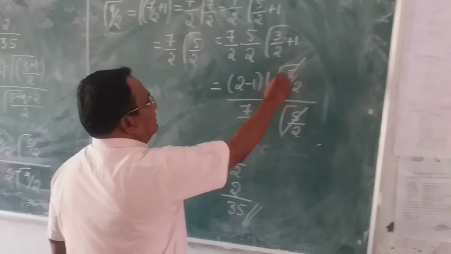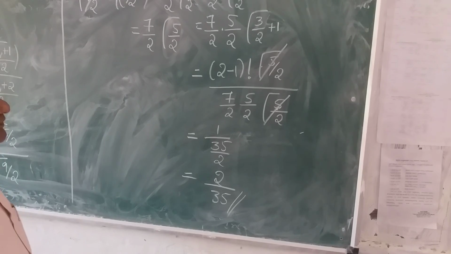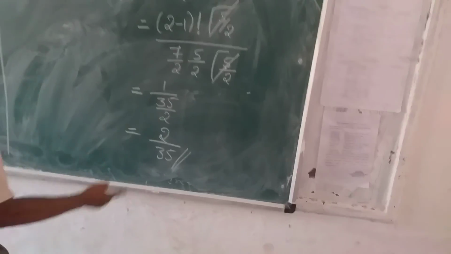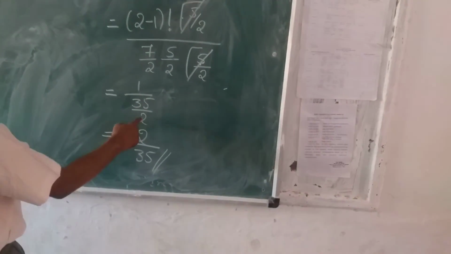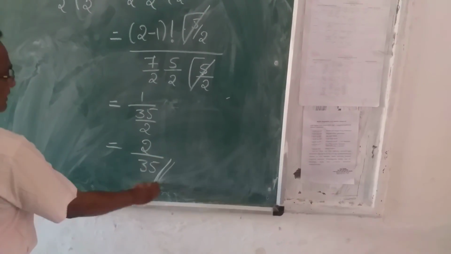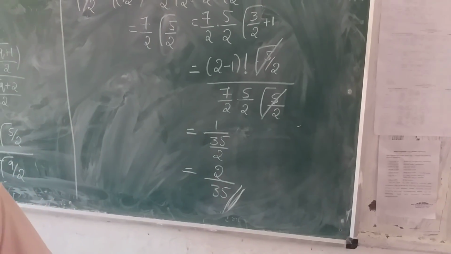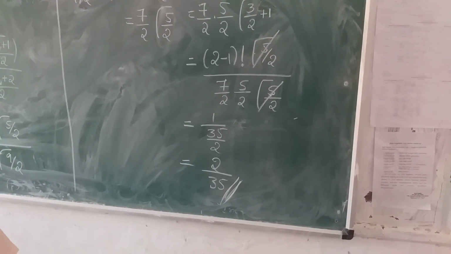So that this gamma 5 by 2 cancels. And 2 minus 1 is 1 factorial, which is equal to 1. 7 5s are 35 divided by 2. This can be written as 35 by 2, the required result.